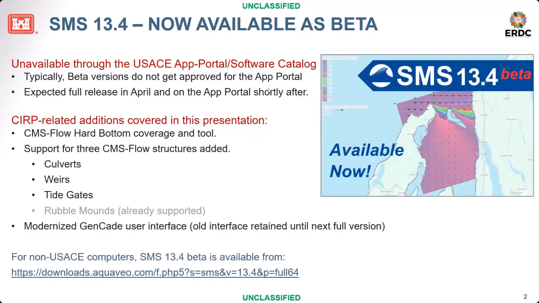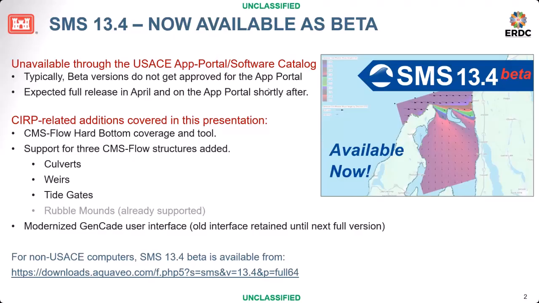SMS 13.4 is already out in beta, but unfortunately, the USACE does not allow us to put beta versions on the app portal normally. And so I doubt it's going to get approved. We may try it with a later beta and just see what they say. But the expected full release for this version is going to be around April timeframe. So hopefully it won't be too long, and then it should be on the app portal or the software catalog, whatever they're going to change it to, sometime soon after that.